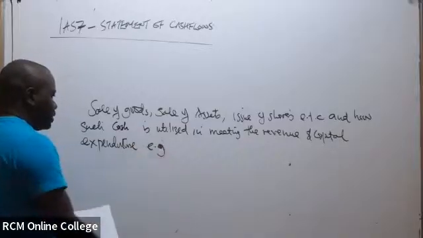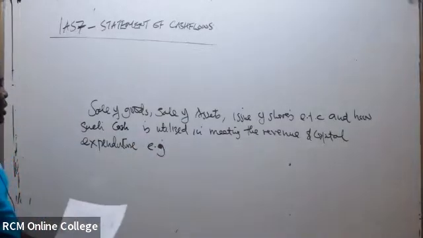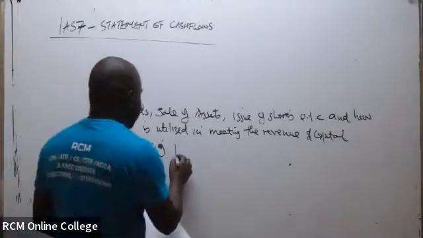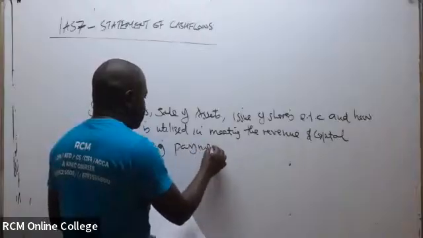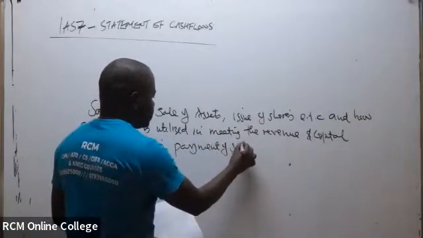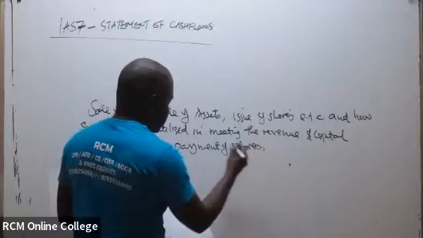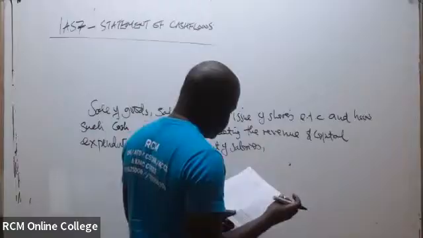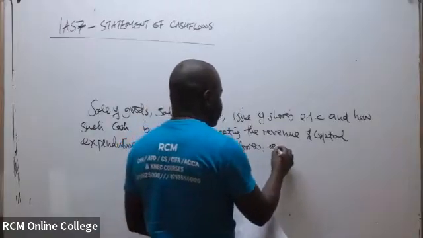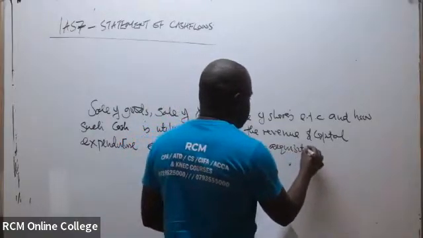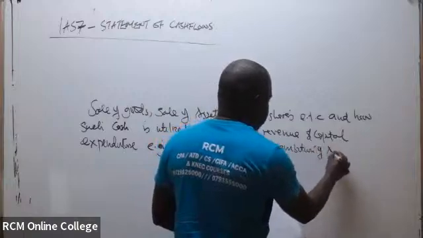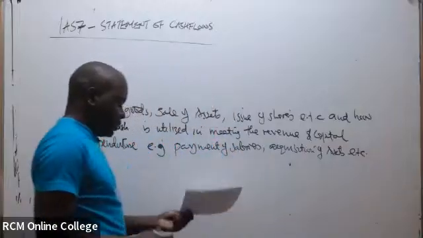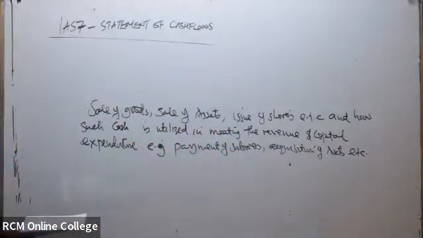E.g., some of the revenue and capital expenditure here can include, for example, payment of salaries, acquisition of assets, etc.